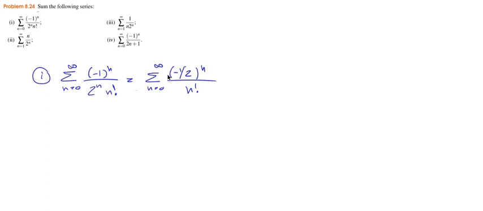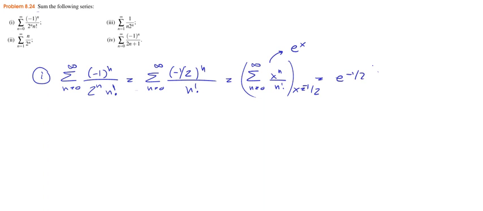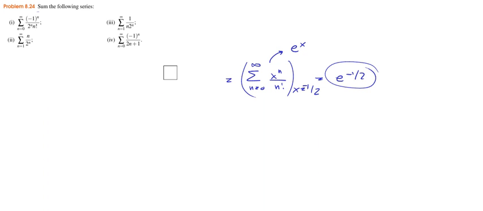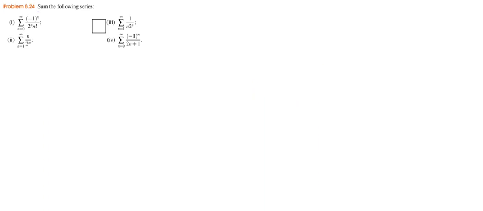If you try and remember a Taylor series that goes like this, x to the n over n factorial, when x is equal to minus 1/2, this is e to the x. You remember, so this is just e to the minus 1/2. This is what this exercise is asking us to do. Okay, now let's deal with this.